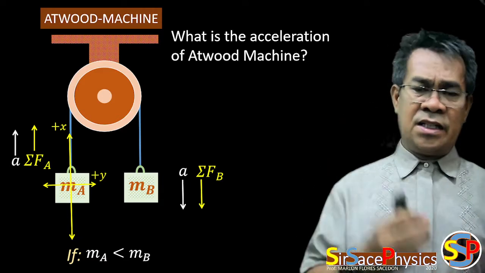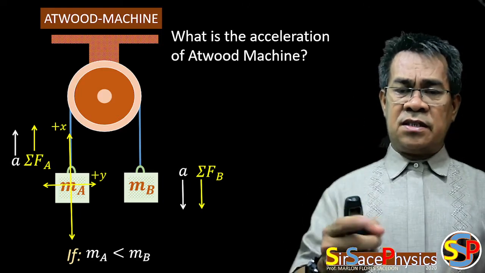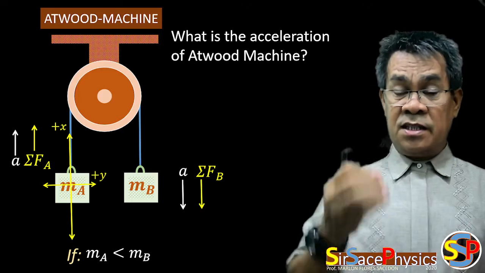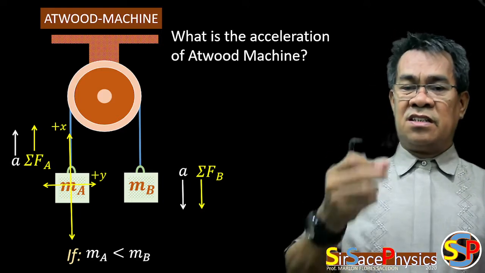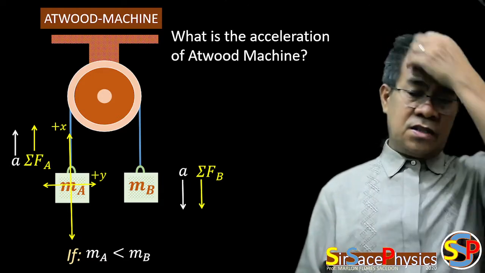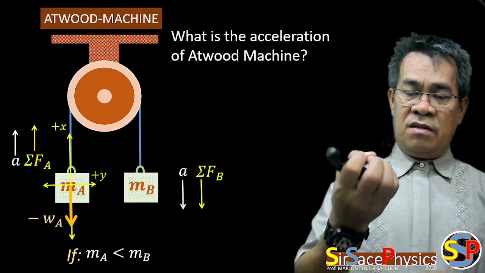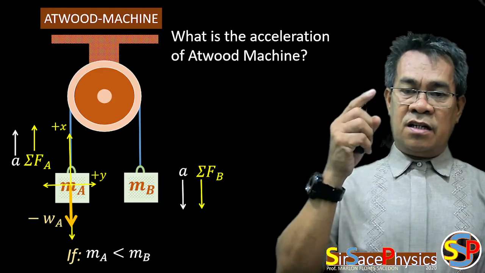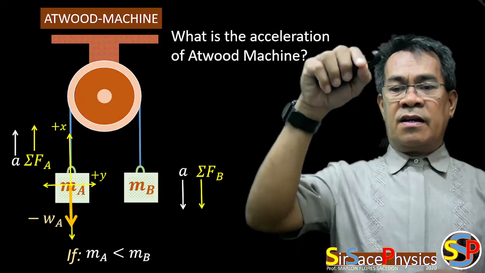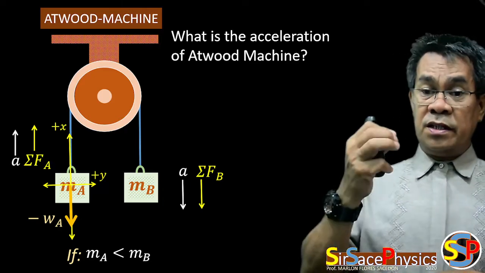So if you analyze it, mass A, take note that if you have the mass, you have the gravitational force. And take note, gravitational force is a force that acts on the object because it is the earth exerting on that object. So the weight of the object is one of the forces that acts on mass A. And take note, it is negative. Why? Because upward is positive and gravitational force is always vertically downward. So it should be negative.